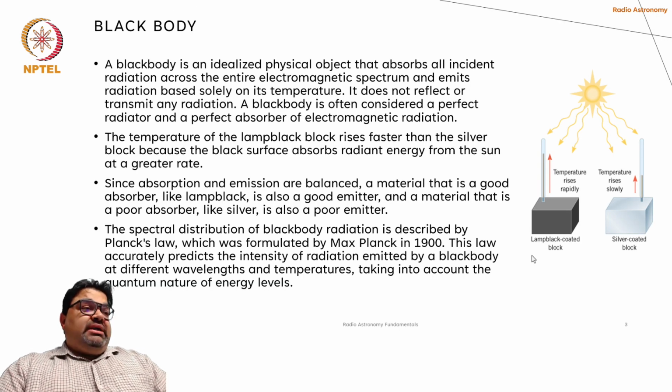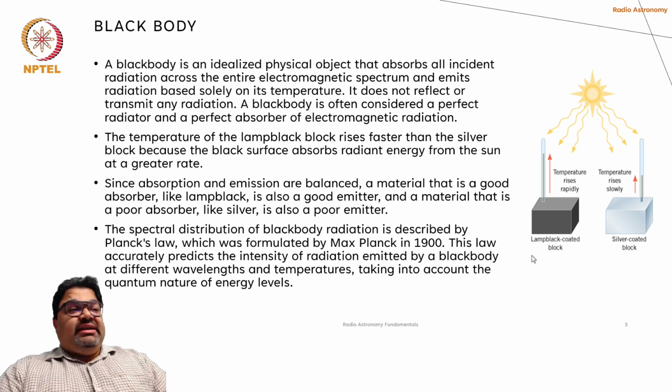So a black body is actually an idealized physical object that absorbs all incident radiation across the entire electromagnetic spectrum and emits radiation based solely on its temperature. It does not reflect or transmit any radiation. A black body is often considered a perfect radiator and a perfect absorber of electromagnetic radiation.